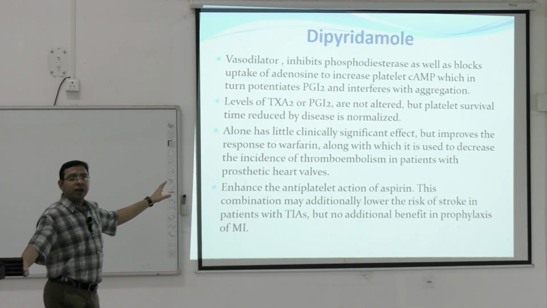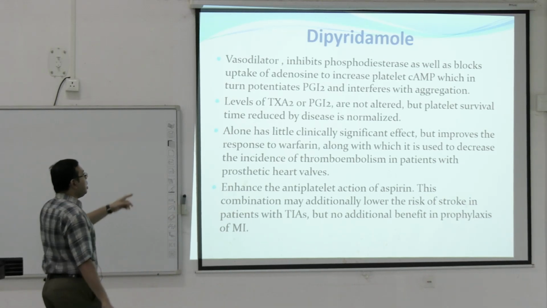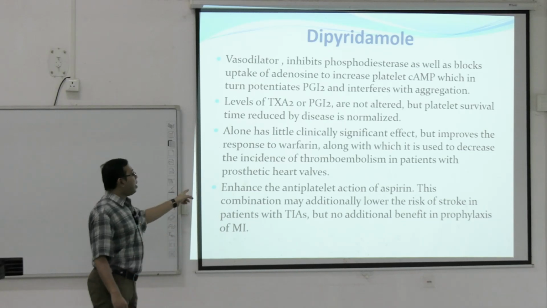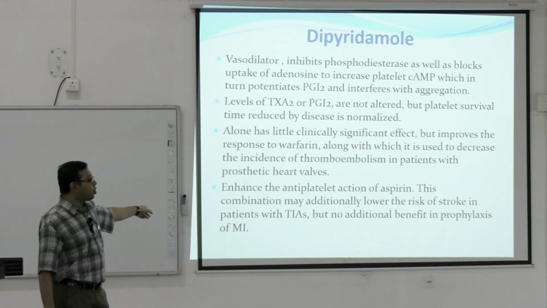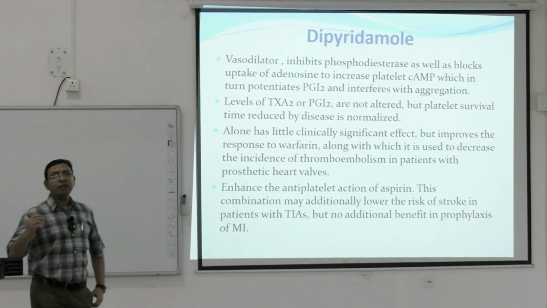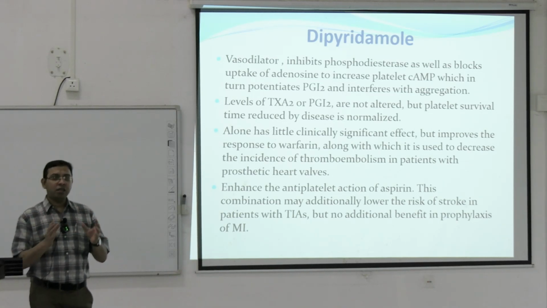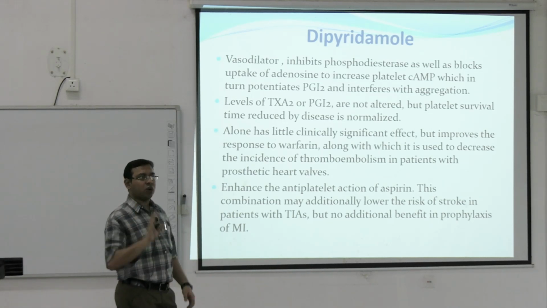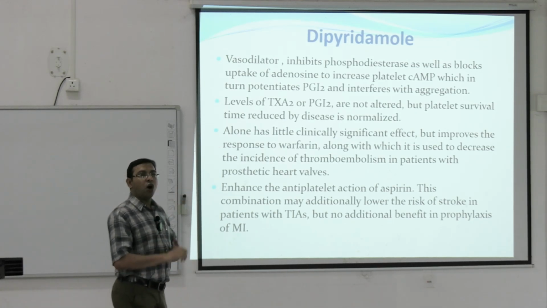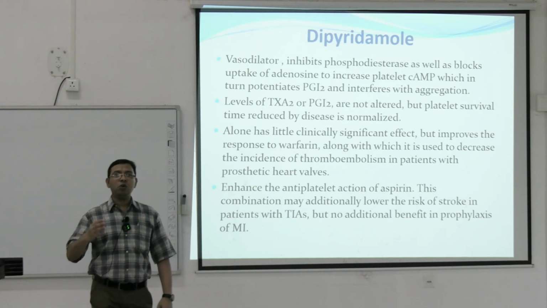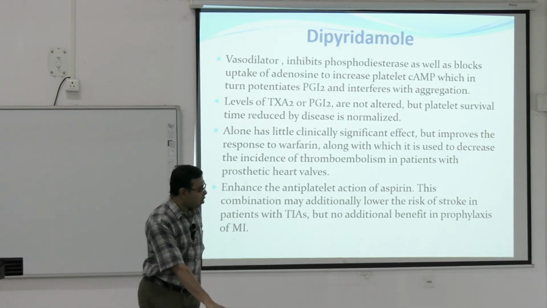They have little clinically significant effect when used alone. Usually the combination is used. It improves response to warfarin, enhances the antiplatelet action of aspirin, and this combination may additionally lower the risk of stroke in patients with transient ischemic attacks. When the stroke or cerebrovascular accident is not very large, this is known as a transient ischemic attack, the small stroke you can say. So in these cases we can use dipyridamole plus aspirin combinations, or when warfarin is used, it can potentiate the action of warfarin. So again we have to monitor the action of warfarin.